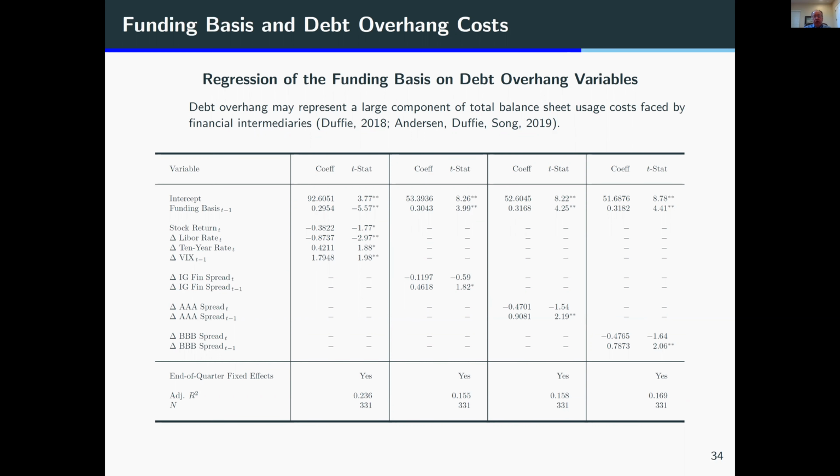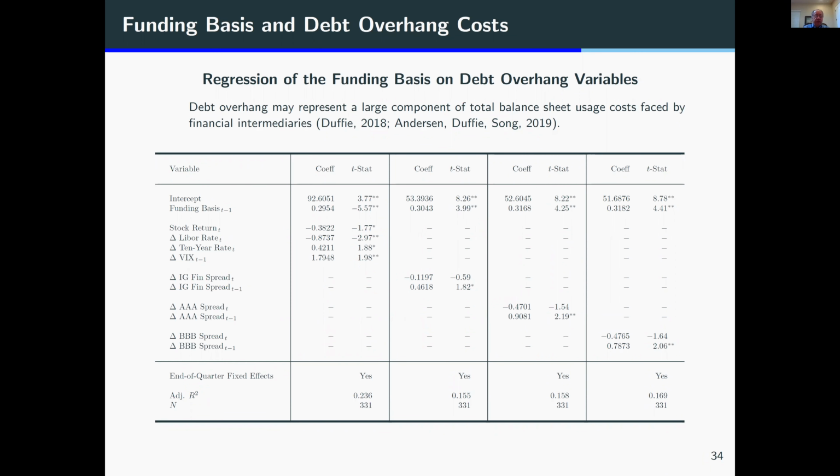The next thing we do is focus a little bit more on the debt overhang story, the Anderson, Duffy, and Song paper. The idea is that if the cost of debt overhang, which is largely related to the difference between unsecured financing rates and secured financing rates, goes up, then that should be a big component of what we call the funding basis here. And so we throw in some variables that are ostensibly controlling for or trying to capture what drives the unsecured cost of financing.